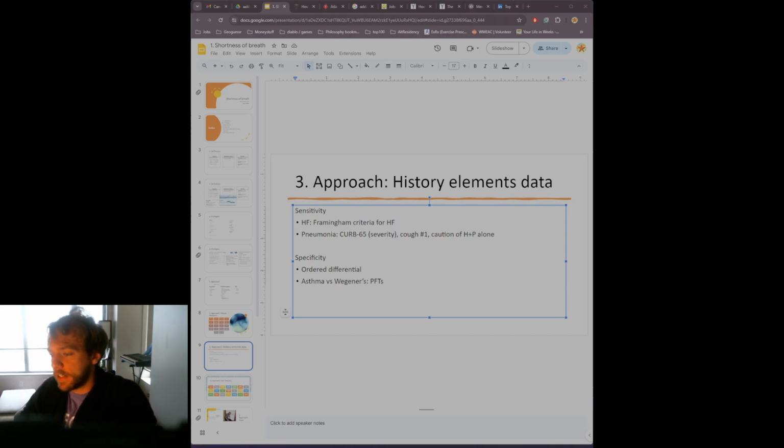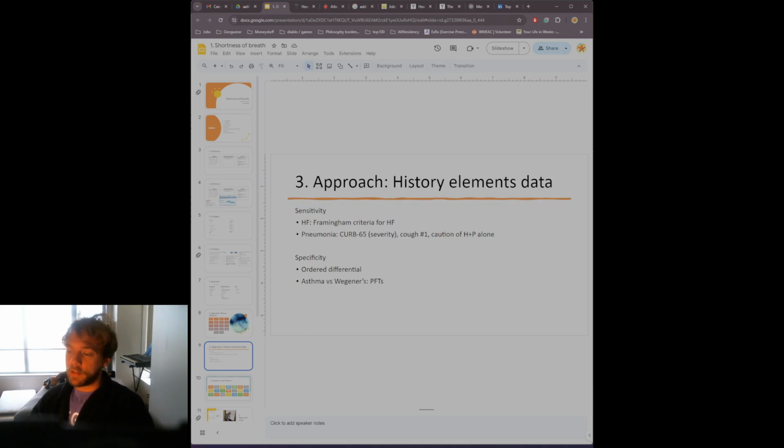That's why I put caution on the H&P alone. Orthopnea is very specific for heart failure, but doesn't mean heart failure. Nothing's really 100%. It's just building that suspicion. And then finally, your specificity. That's your ordered differential. Being better at doing that and building up your clues will help with your specificity of knowing this is the diagnosis.